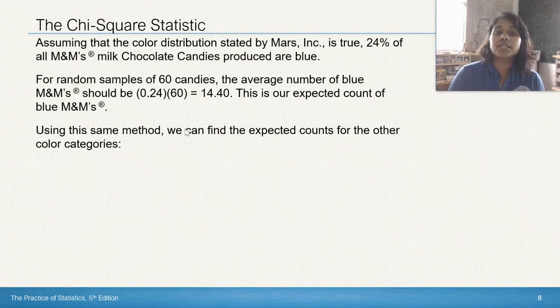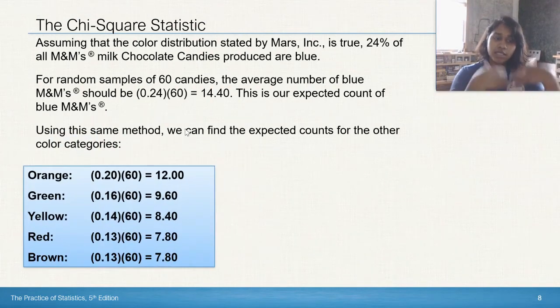So, assuming that the color distribution stated by Mars Inc. is true and that 24% of all M&M milk chocolate candies produced are blue, for our random sample of 60 candies, the average number of blue M&Ms should be 14.4, right? So I took the 24% and multiplied it by my sample. In my sample, I should have pulled out 14.4 blues to get that 24%, or somewhere near that. So that becomes our expected count. We can do the same math to find the rest of the expected counts.